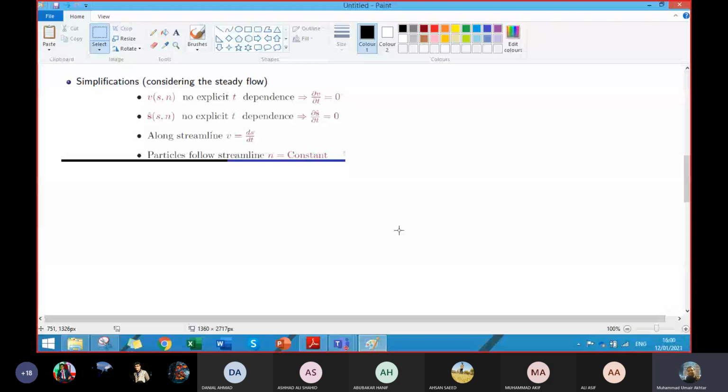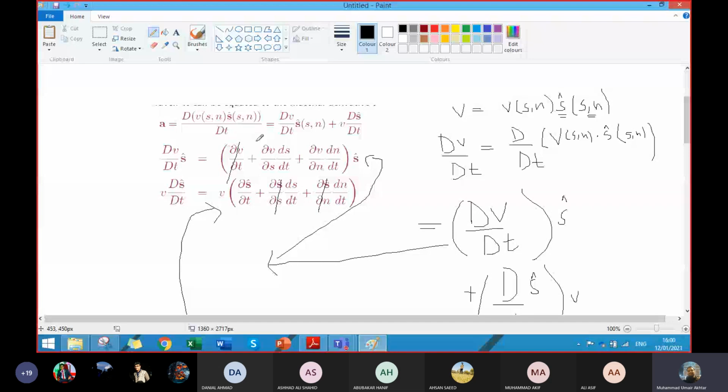We have seen that there is no dependence of V on time, right? Because we proved that V is a function of S and N. We just discussed a little while ago that V is a function of S and N. So when V is a function of S and N, partial V by partial T would be zero, right? There is no dependence of the streamline coordinate or the streamline direction on time, right? So this term would also be zero. So the term we have written for the material derivative here, this term would be zero, this term would be zero. Clear?